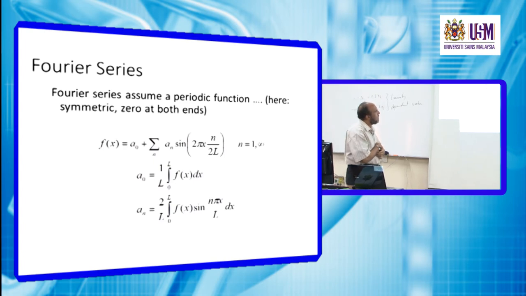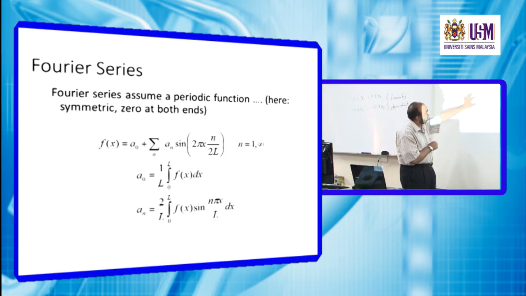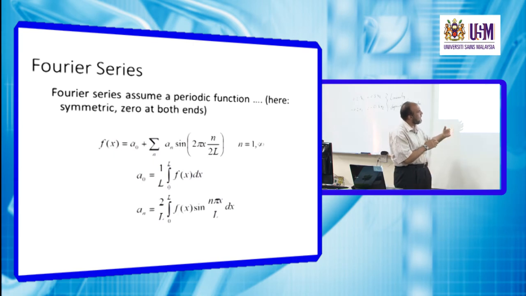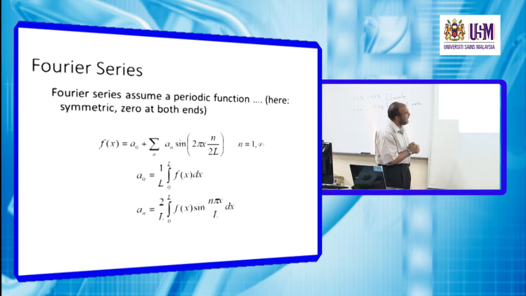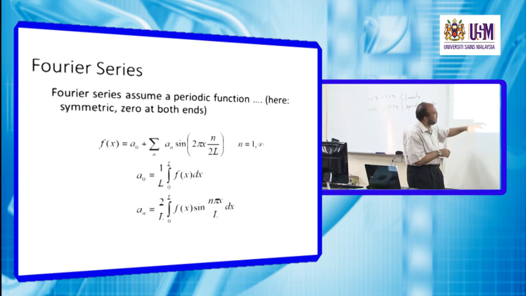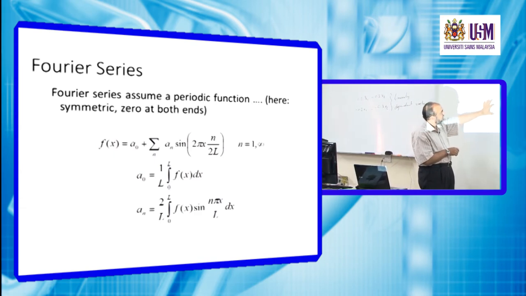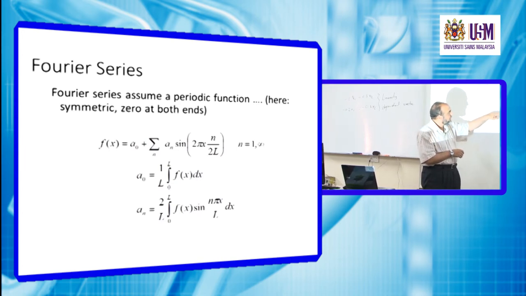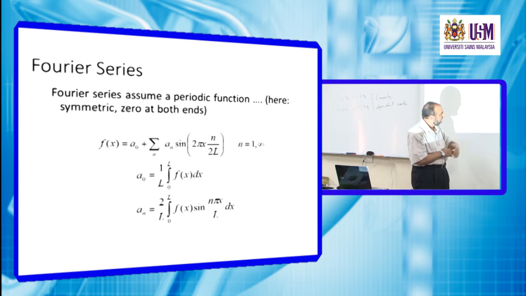where a null, this coefficient, equals 1 over l, integral from 0 to l, which is the length, f of x dx, while a n equals 2 over l, integration from 0 to l, f of x sine n pi x over l dx.